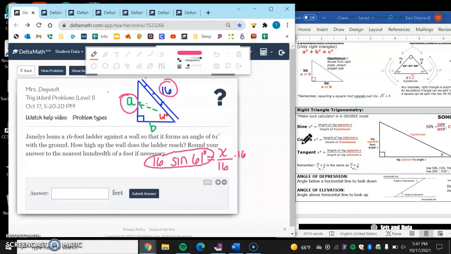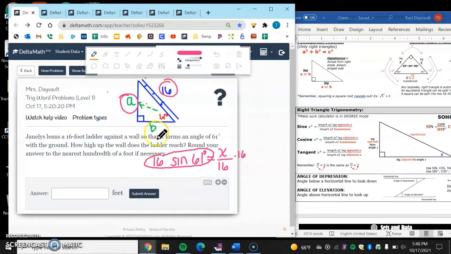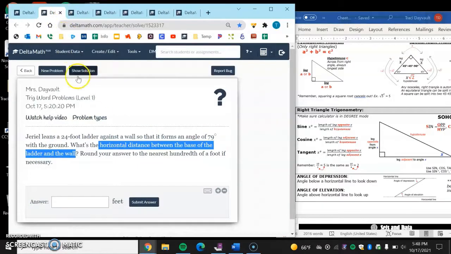This one was asking how high up the ladder reaches, but you also are going to have some that say what is the horizontal distance between the base of the ladder and the wall. When it asks you for the horizontal distance between the base and the wall, that would be this leg down here, adjacent to the angle that the ladder makes with the ground. So you're going to have ladder questions that ask you how high up the wall it reaches and how far from the base, the horizontal distance. So be careful about which side of the triangle you are finding.